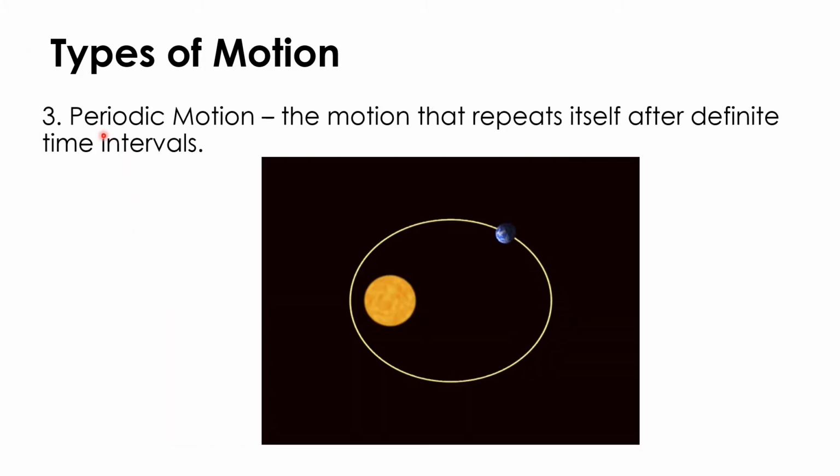Next is the periodic motion. The motion that repeats itself after definite time intervals. So it's also like a circular motion, but there is a repeat. There are definite time intervals, like the movement of the earth around the sun. It is an example of periodic motion.